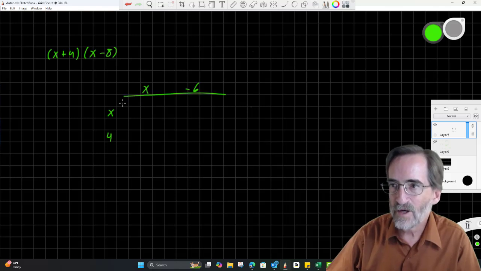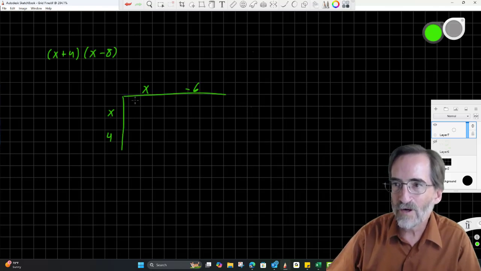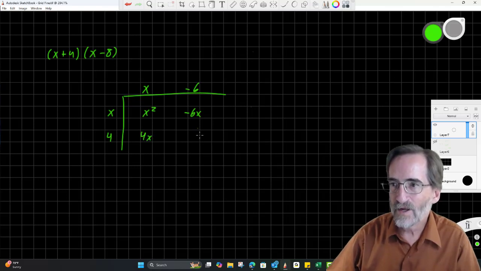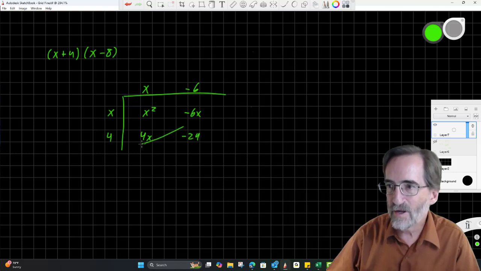I'm going to multiply the row by the column. x times x is x squared. Negative 8 times x is negative 8x. x times 4 is 4x. Negative 8 times 4 is negative 32. Combine the upward diagonal.